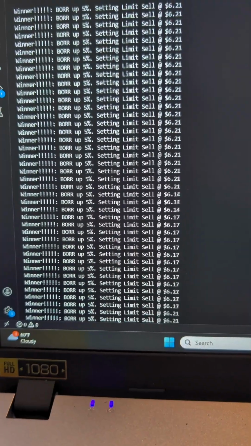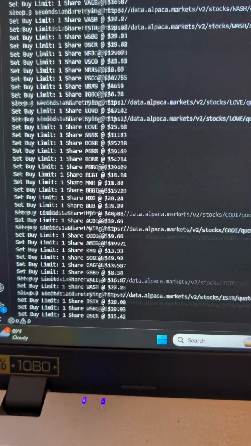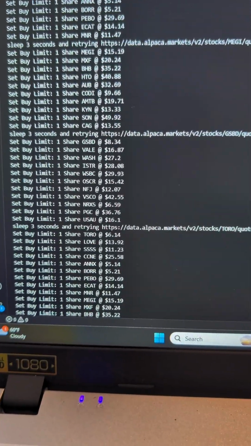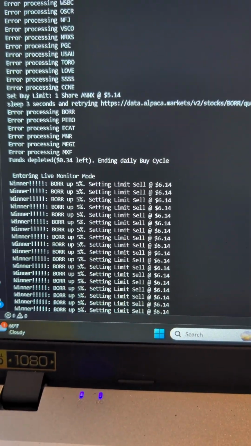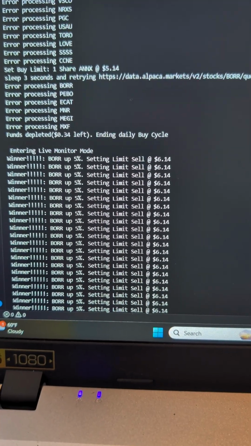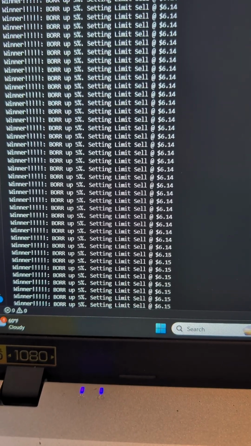It just automatically buys. This is it trying to sell. So it'll automatically try to set limit buys on Alpaca for 3 cents less than the price that it sees. And then once it depletes cash, there's no more cash left in the bot. Then it'll just monitor. If it goes up 5%, it'll sell it automatically.